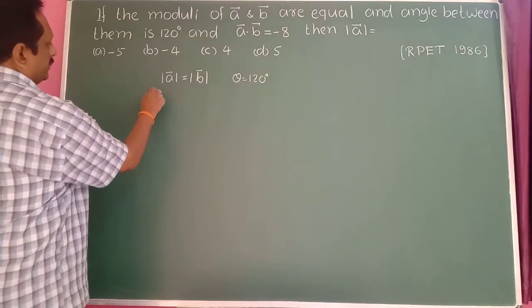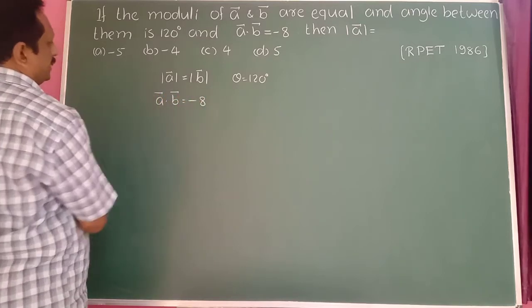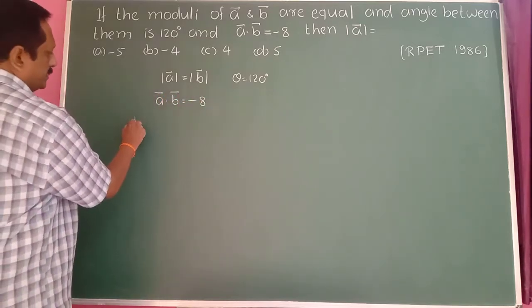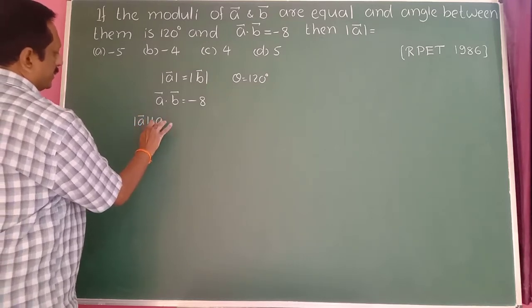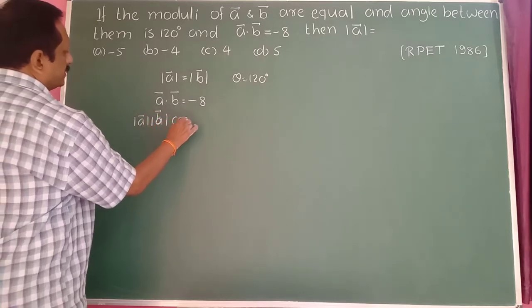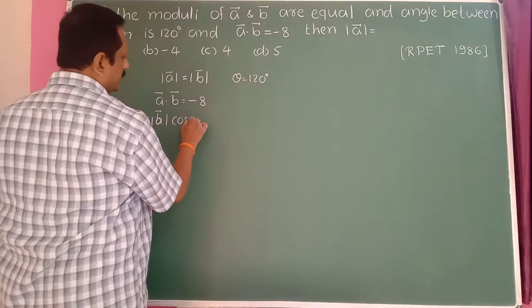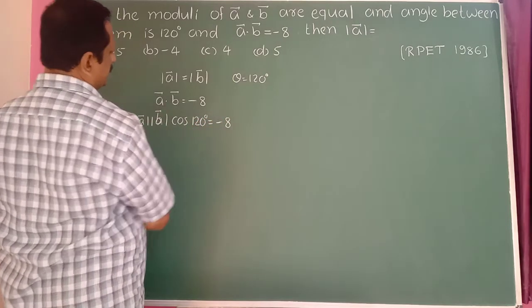And also they are given A bar dot B bar is equal to minus 8. A bar dot B bar is modulus of A bar into modulus of B bar into cos of theta. Theta is 120 degrees here. Cos of 120 degrees is equal to minus 1/2.